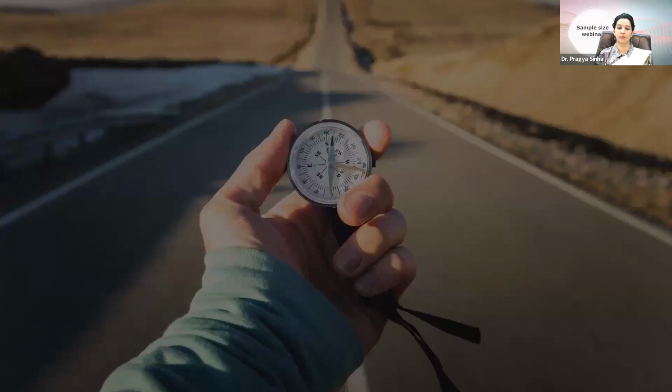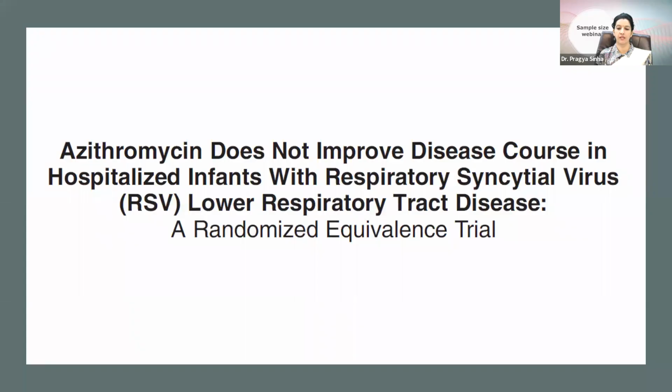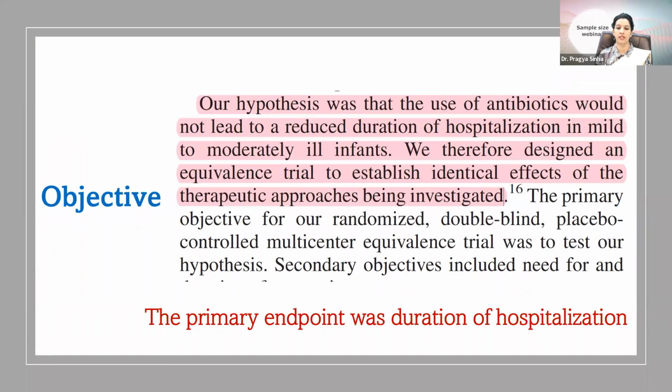Then there is one more example we have given to you. Azithromycin does not improve disease course in hospitalized infants with respiratory syncytial virus, that is the lower respiratory tract disease. In this case, the hypothesis was that the use of antibiotics would not lead to a reduced duration of hospitalization in mild to moderately ill patients. Therefore, an equivalence trial was designed to establish the identical effect of the therapeutic approaches being investigated. So they said that giving the antibiotic is not going to reduce the duration of hospital stay in a mild to moderate, not in the severe case.